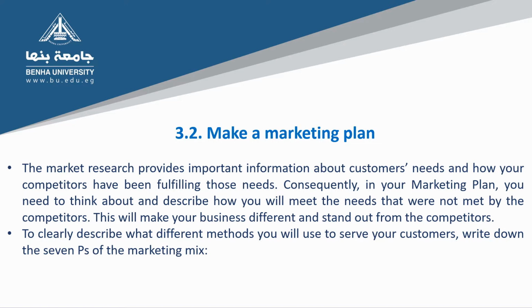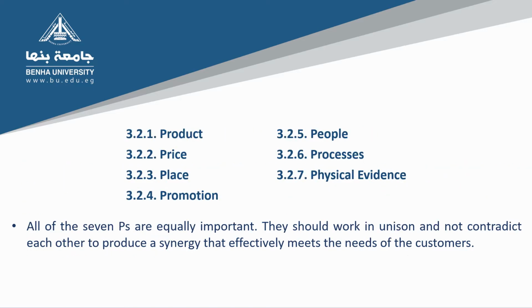Also, to clearly describe what different methods you will use to serve your customers, write down the 7 P's of the marketing mix, which are: first, the product; second, the price; third, the place; fourth, promotion; fifth, people; sixth, processes; seventh, physical evidence. Note that all the 7 P's are equally important. They should work in unison and not contradict each other to produce a synergy that effectively meets the needs of the customers.